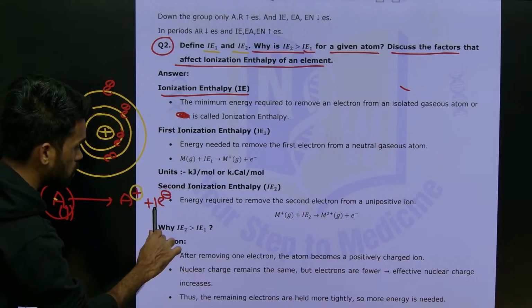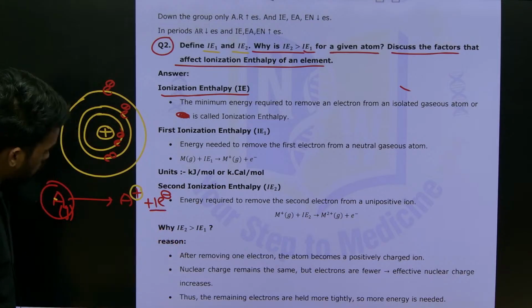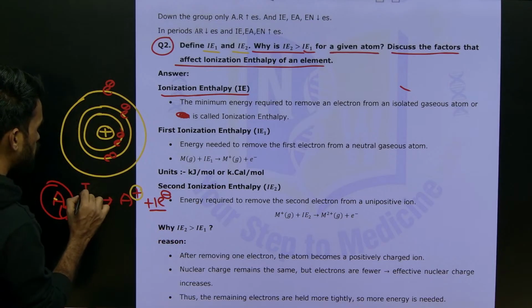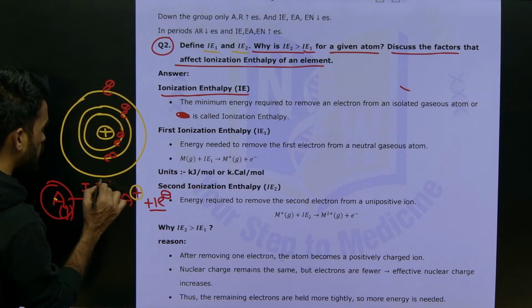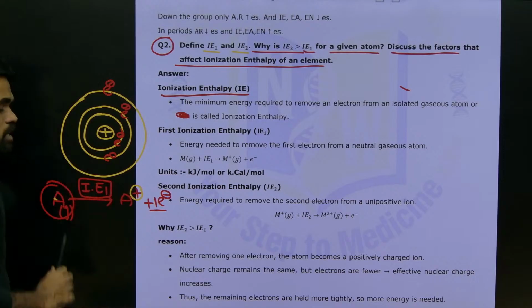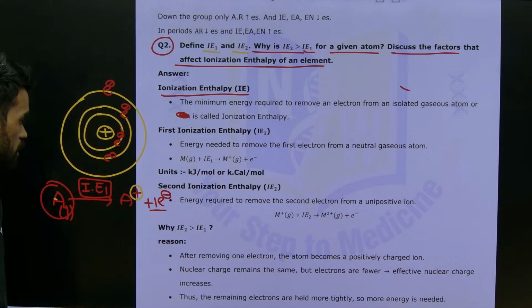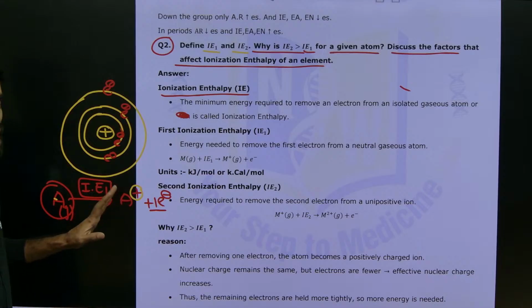Now how many electrons did we remove? One electron, no? So now you can call it first ionization energy, that is IE1. So this is about first ionization energy.